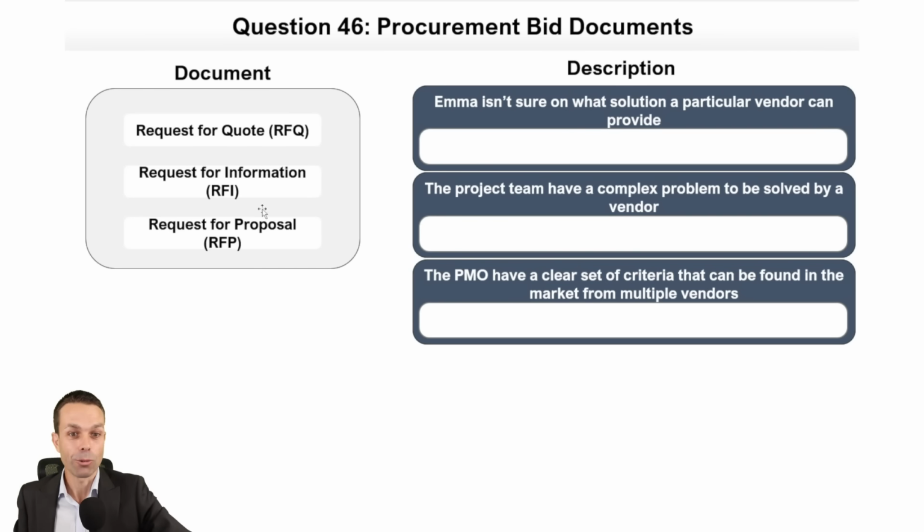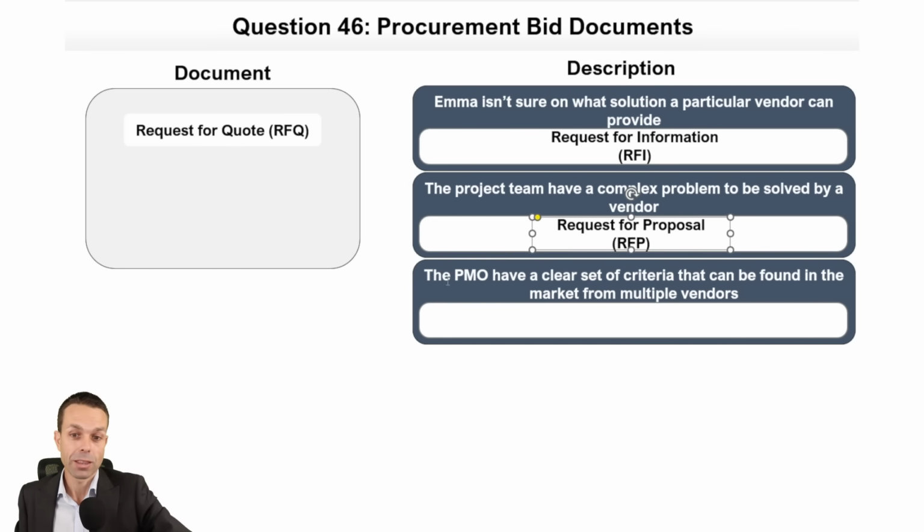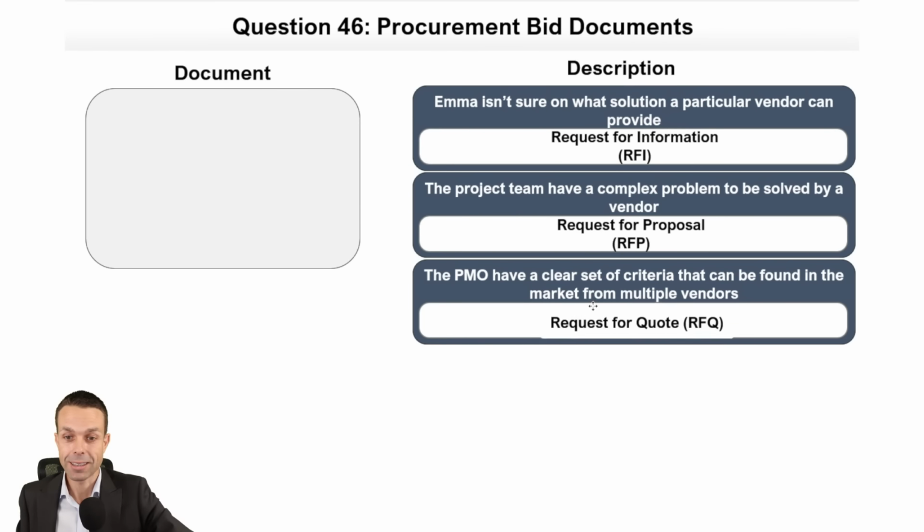You're doing great. Request for quote. All right. Or what have we got? Emma isn't sure on what solution a particular vendor can provide. She needs more information. Request for information. The project team have a complex problem that can be solved by a vendor. They're going to need a proposal from that vendor on what they can do about the problem. The PMO have a clear set of criteria that can be found in the market from multiple vendors. All they need is a price. They just need a request for quote, or RFQ.